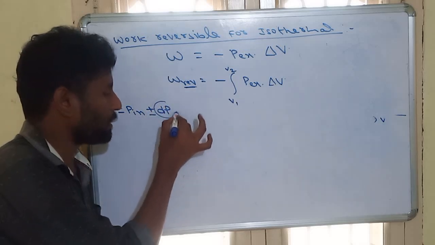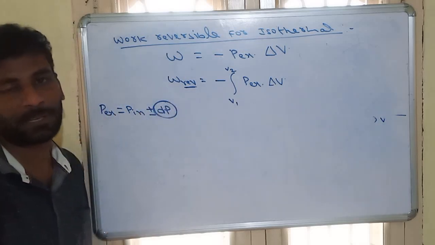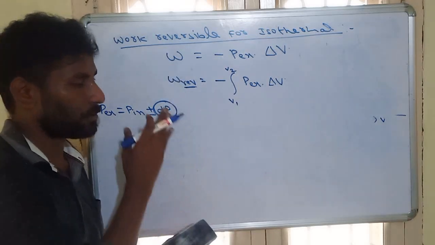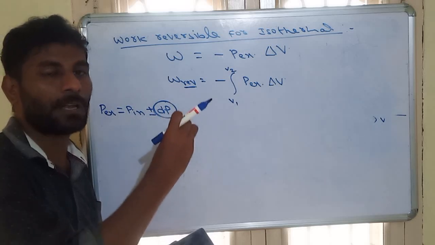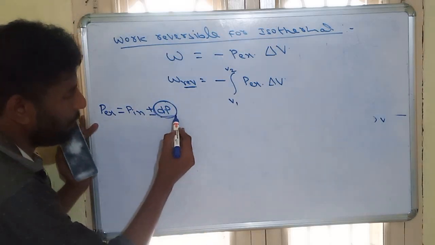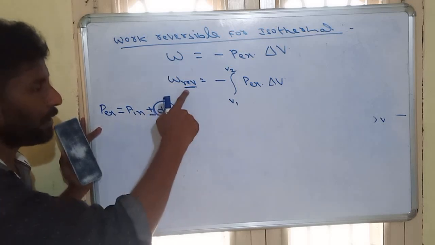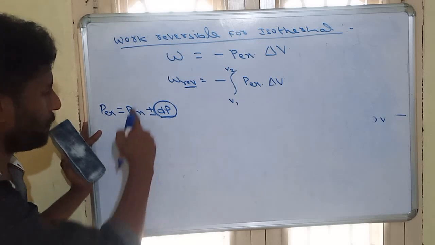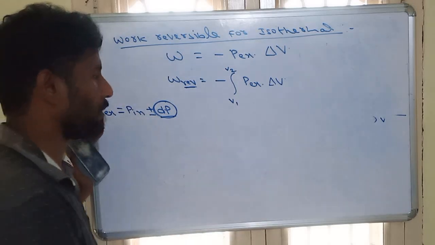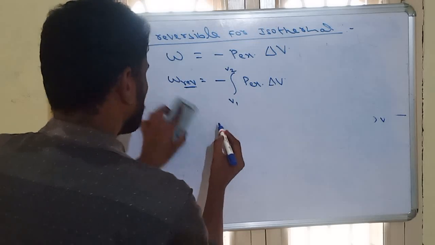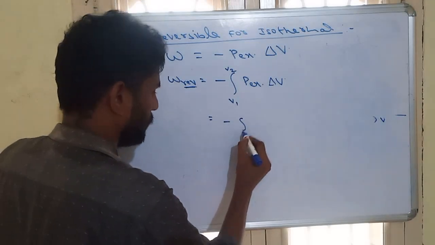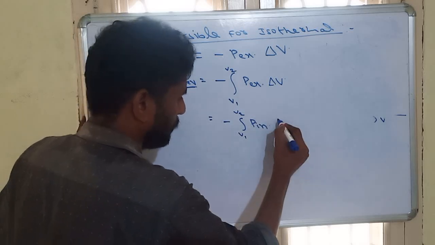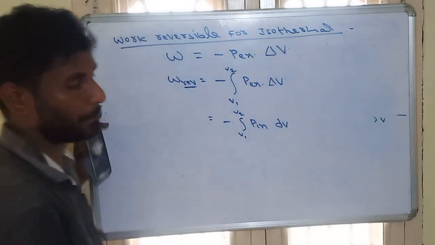So the change of pressure can be neglected in a reversible process, because it is a slow process, and for each step there is a small change. That's why the small change can be neglected. So for a reversible process, Pex must be equal to Pin. Pin is the pressure of the system, the pressure of the gas. So this must be equal to integration from V1 to V2 of Pin into the small change in volume dV.